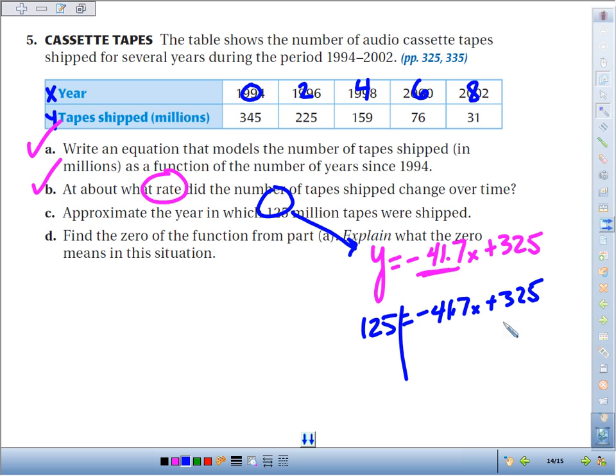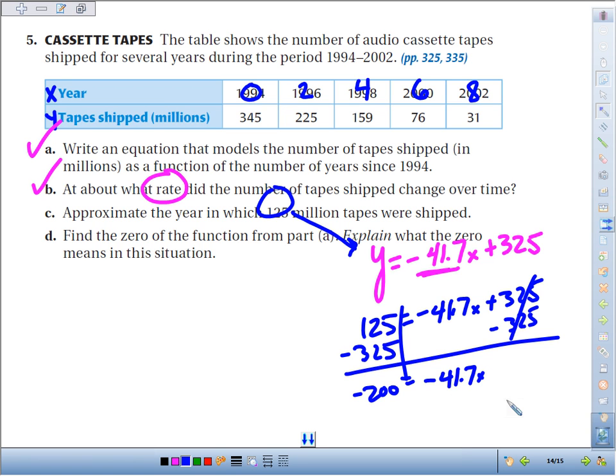Of course, that's just fence posting. Get the x by itself. Subtract 325. What's this going to be? Negative 200 equals negative 41.7x. Dividing by negative 41.7, we find out that x equals 4.79, which I suppose if I estimated to the nearest year, it would be about 5 years.